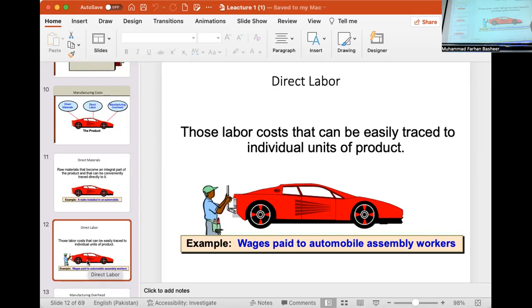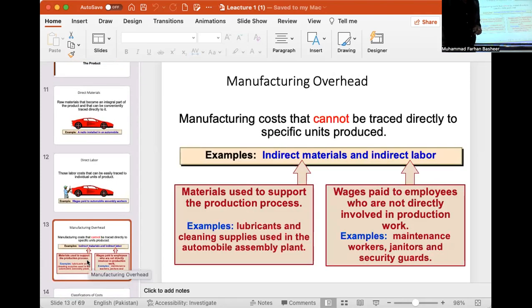Direct labor cost is the labor cost that can be easily traced to an individual unit of product. I will explain a similar definition. Wages paid to an automobile assembly worker, but not to the security guard, that does not even come in manufacturing cost. That is another cost I will explain. That is non-manufacturing. Because still, that security guard is in a factory now, he's not in a selling unit. He's involved in the manufacturing process, but he's not touching the product. Getting my point? Okay.